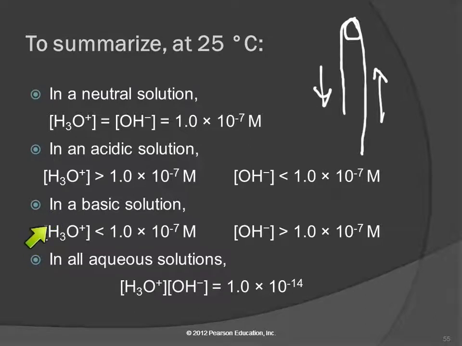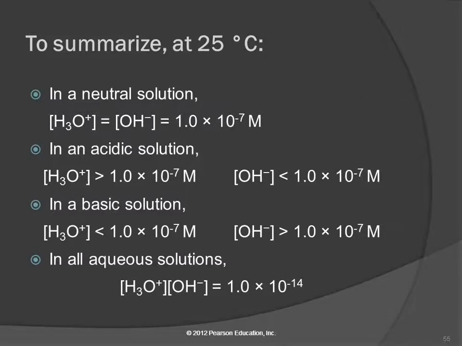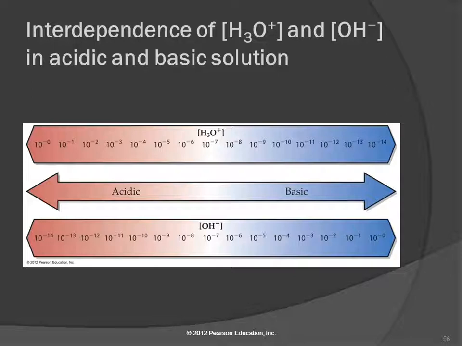In a basic solution, the hydronium ion concentration will be less, and the hydroxide ion concentration will be greater. In any aqueous solution, this ionization constant, this equilibrium constant for the self-ionization of water, is always the same. It's a constant. It's 10 to the minus 14. So if H3O plus is higher, then OH minus has to be lower so that they are equal to this at all times. So there's an interdependence.